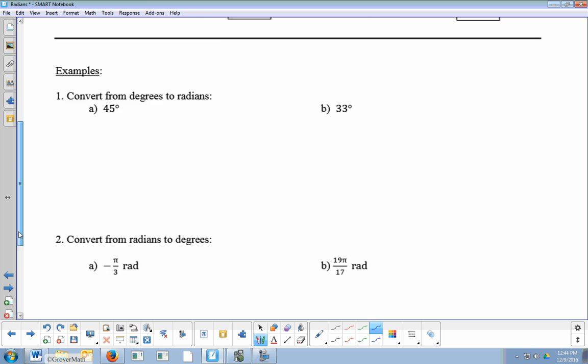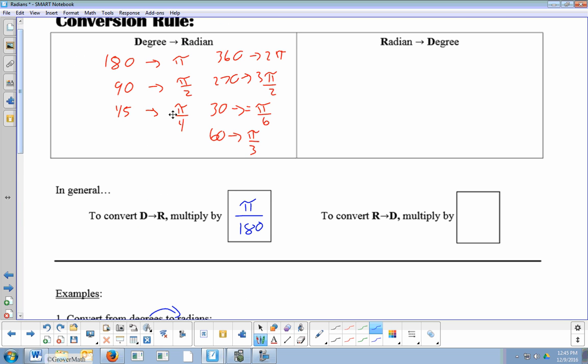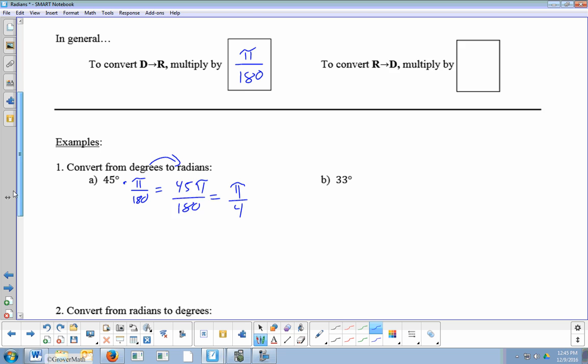For example, going on to these questions here. If I want to convert degrees to radians, I just take that and I multiply it by pi over 180. And that's going to give me 45 pi over 180. And then I can simplify this. I could divide the top and bottom by 45 to get pi over 4. And that is what we said earlier for 45 degrees, it's pi over 4 radians.